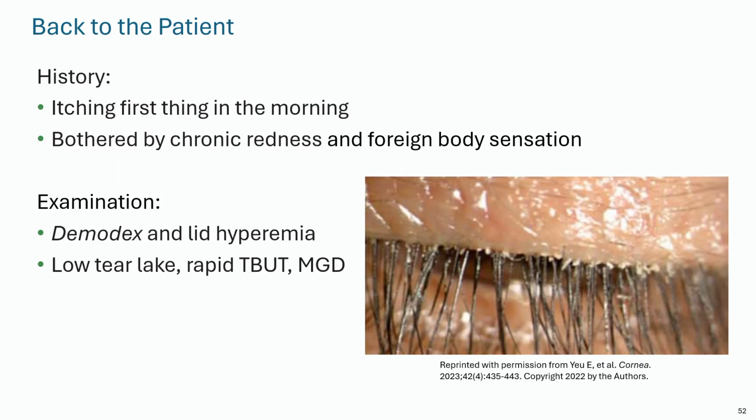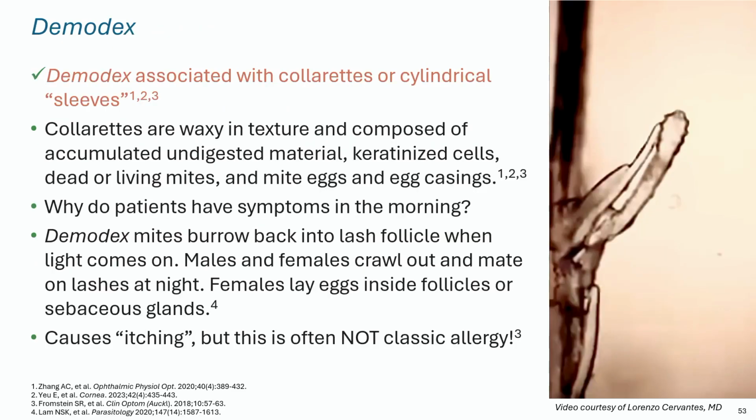So back to the patient. So his itching was first thing in the morning. He was bothered by chronic redness and foreign body sensation. So those are the 2 things he told me. When I look on the exam, he has raging Demodex. So when you see those waxy collarettes or those sleeves that we used to call them, that is a sign of Demodex blepharitis. He also had low tear lake, rapid tear breakup time, and MGD.